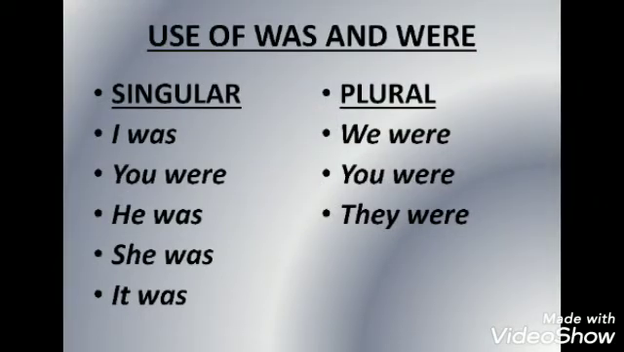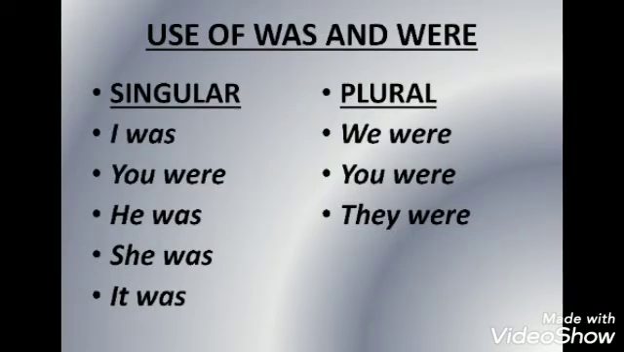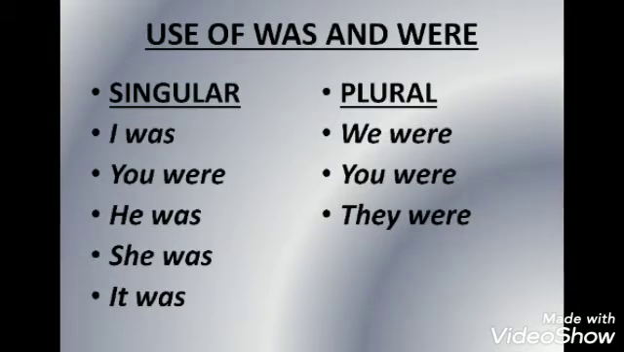Was and were play a very important role in past continuous tense. Without was and were, past continuous tense is incomplete. Now let us see how it has been used with the singular form of subject and plural form of subject.